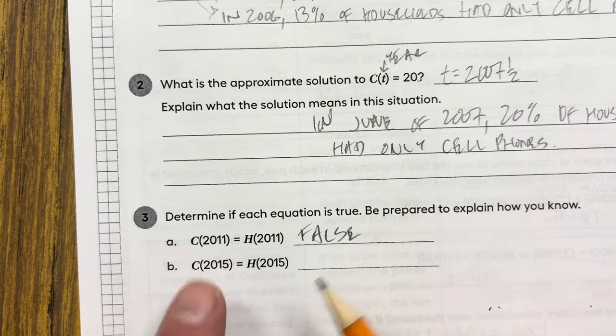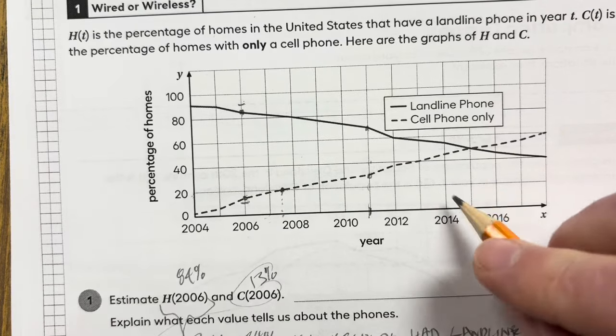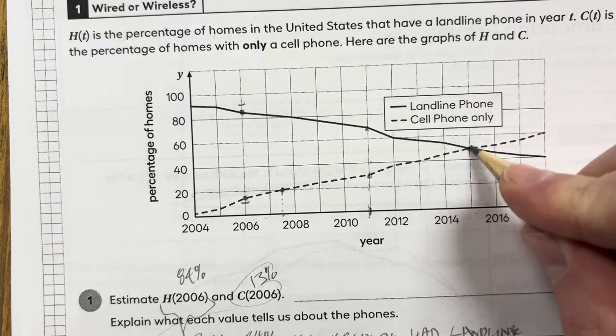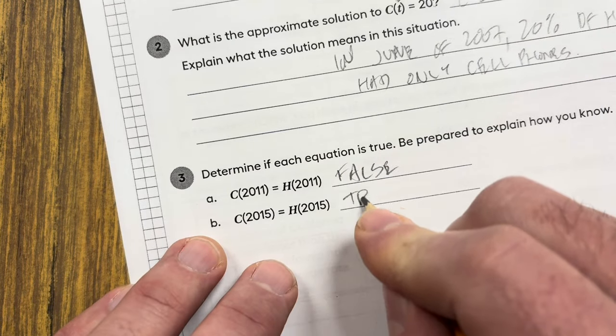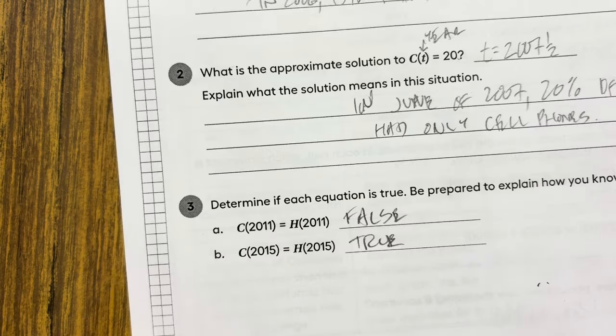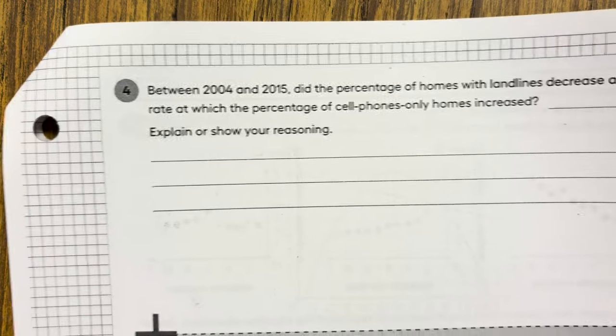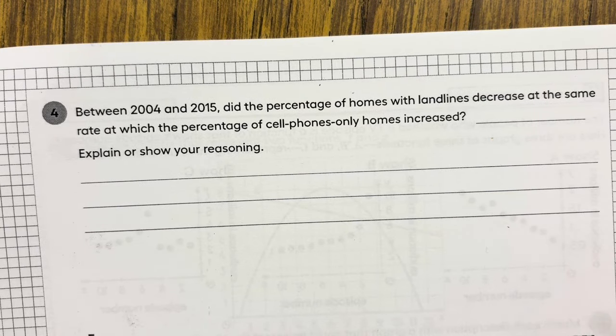And let's check 2015. 2015, that's right here, pretty close. They crossed right here, they are equal at that time, so that is true. And that is that page for wired and wireless, but we've got one more question here on the next page.